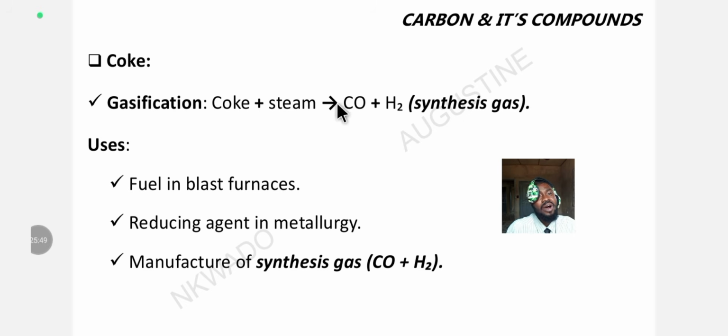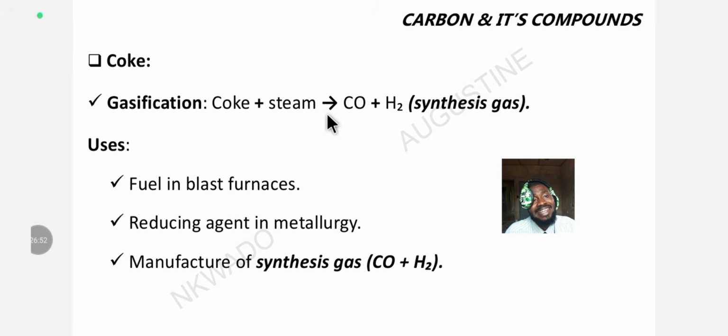All right. Now let's look at coke. All these are industrial gases, such as synthetic gas, for example. You have producer gas. You have many of them. So in gasification, coke reacts with steam to form what? Carbon 2 oxide and hydrogen. And this is called what? Synthetic gas. So Jamb can ask you, coke reacts with steam to form what? The answer is synthetic gas. It's an industrial gas.